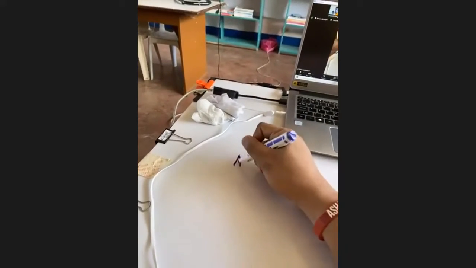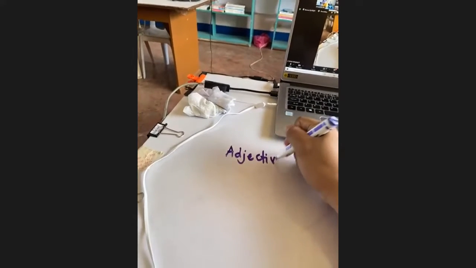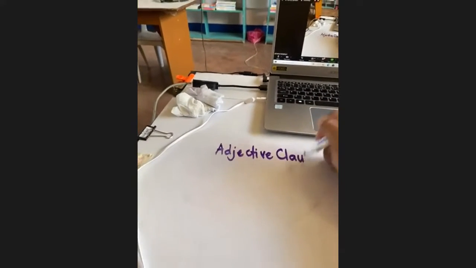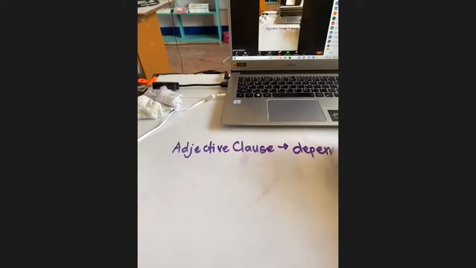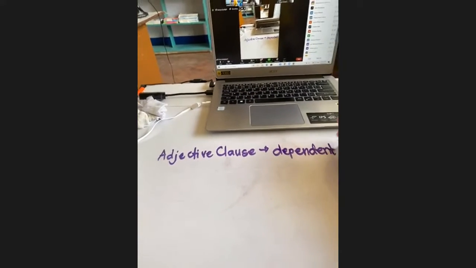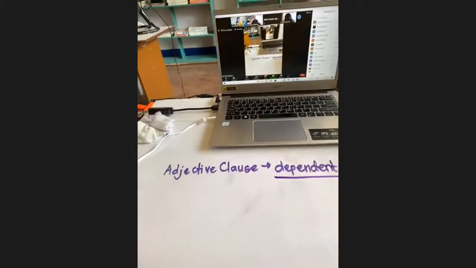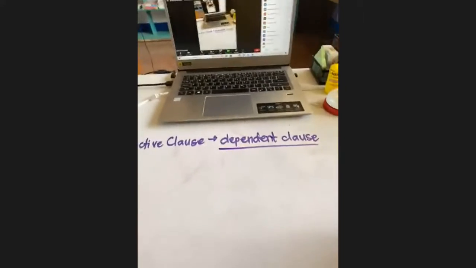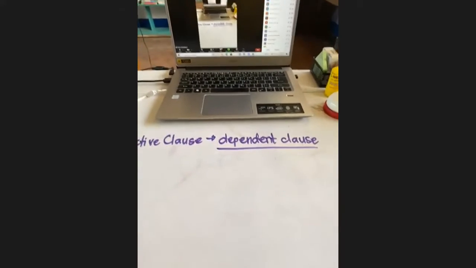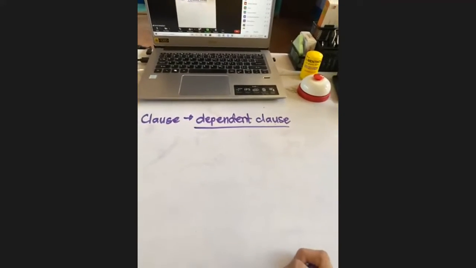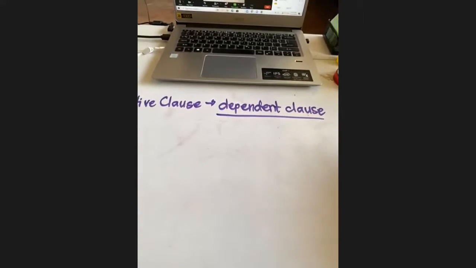Therefore, an adjective clause is a dependent clause. So please take note of that. It's a dependent clause, therefore it should begin with a subordinating conjunction. All dependent clauses begin with subordinating conjunctions. You have a varied set, an array of subordinating conjunctions.